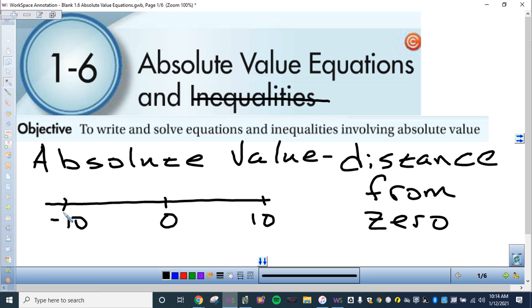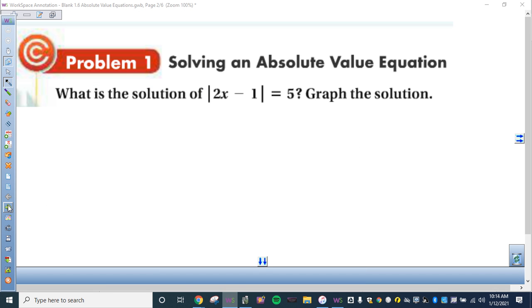So why would I talk about that? Well, when we have our first problem here, the absolute value of 2x minus 1 equals 5, we must write 2 equations. Because we have to consider both the positive 5, it's positive 5 away from 0, as well as the fact that this expression could also be negative 5 away from 0. So we have to do both of those problems.